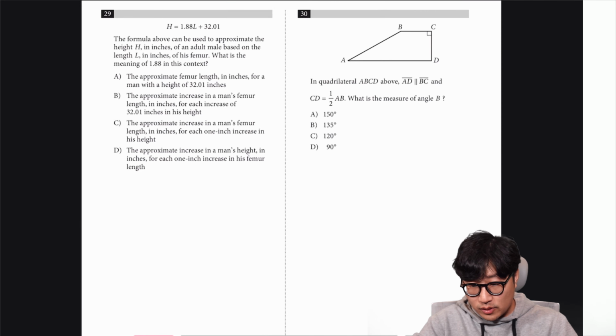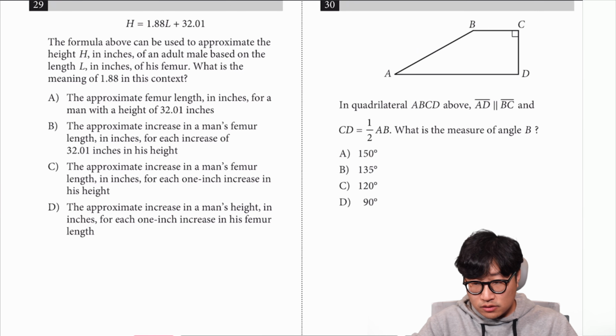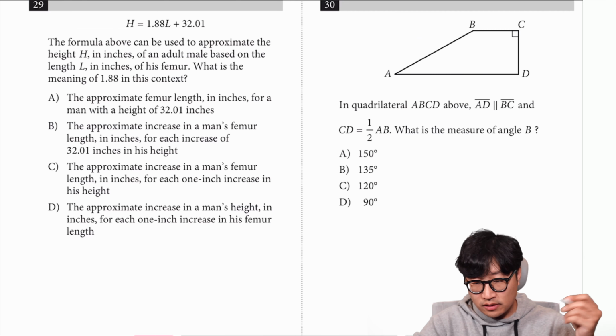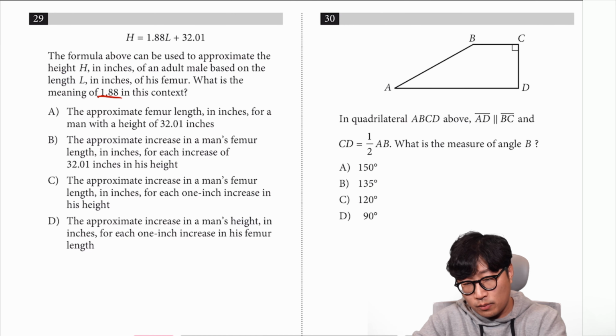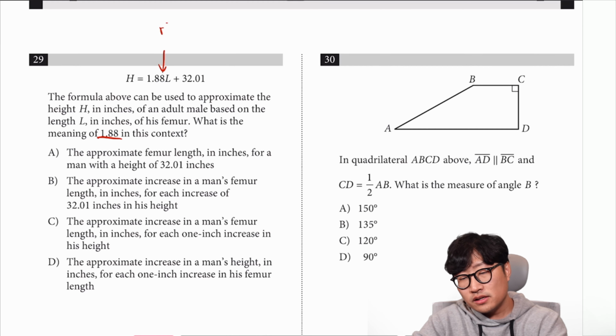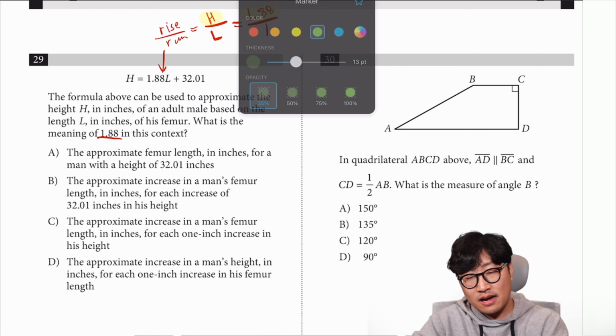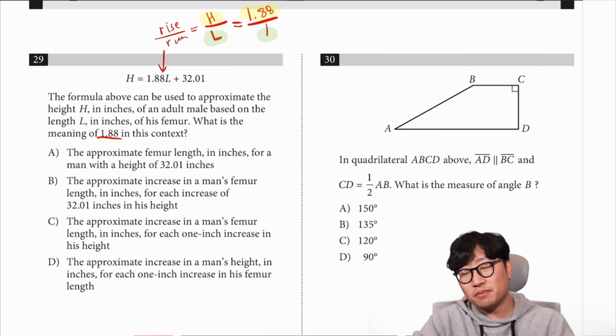Next. Number 29. The formula above can be used to approximate the height in inches of an adult male based on the length. Okay, so what's the meaning of the 1.88? That's the slope. Slope is rise over run, which in this particular case is going to be the height over length. So 1.88 over 1. So what does that mean? The height goes up by 1.88 every time the length goes up by 1.